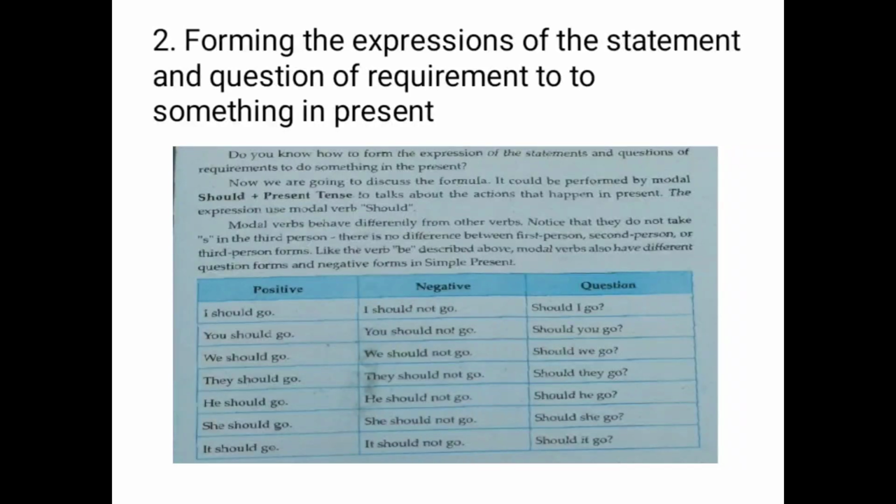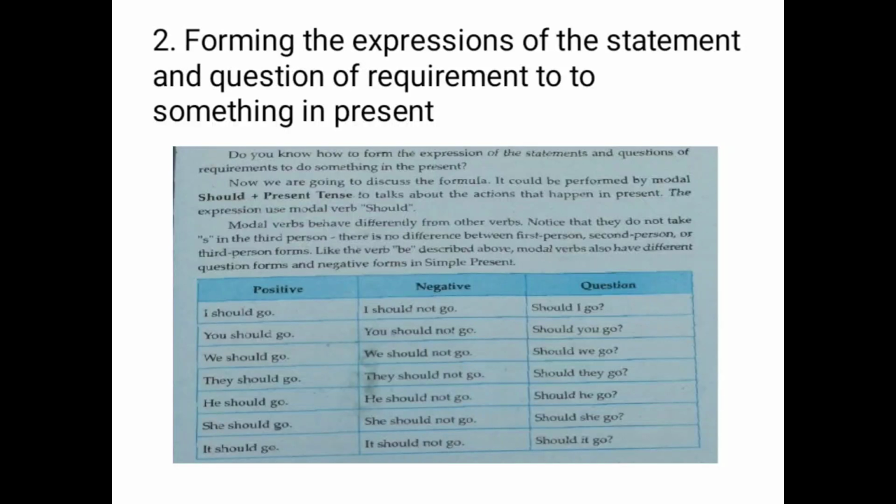Okay, for the first, positive. I should go. You should go. We should go. They should go. He should go. She should go. It should go.